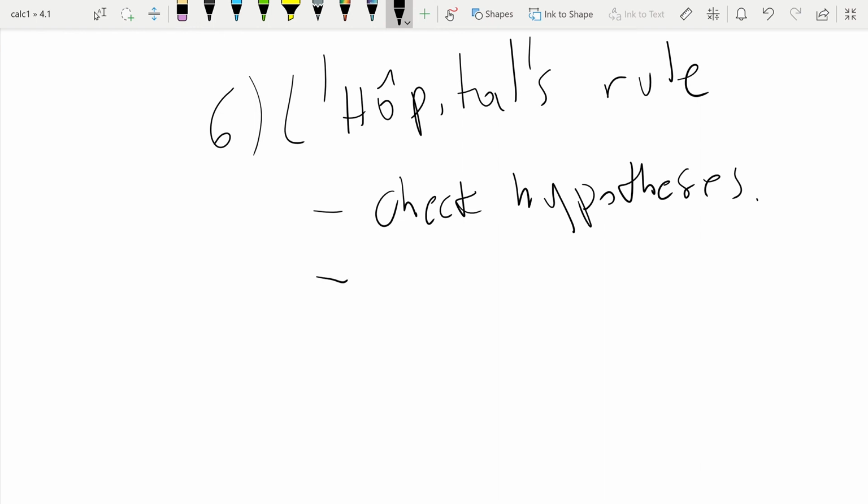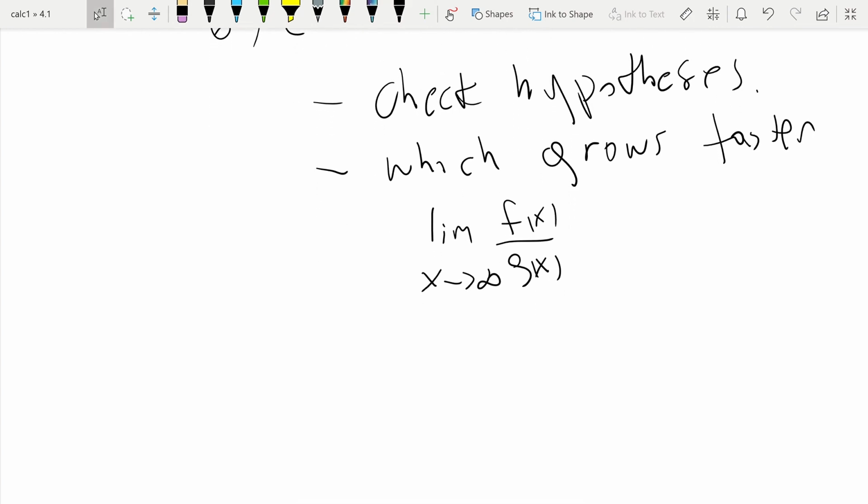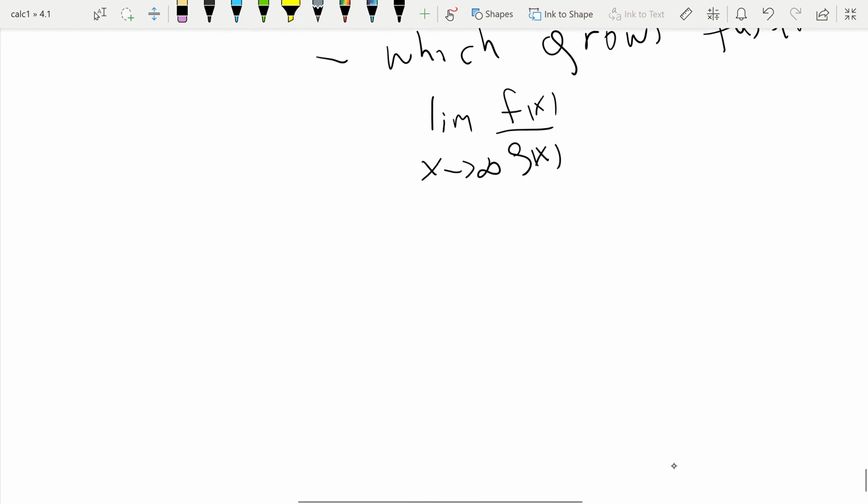Then also, when you're asked to compute which grows faster, this means that you're asked to compute the limit of f of x over g of x as x goes to infinity. And then you need to check the hypothesis again. And typically f goes to infinity and g of x goes to infinity as well. So you can apply L'Hopital's rule, and then you will end up computing the limit of f prime over g prime. And if that gives you infinity, that means that f grows faster than g. If that goes to 0, that means g grows faster than f.